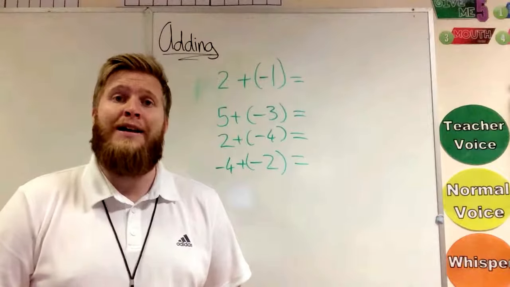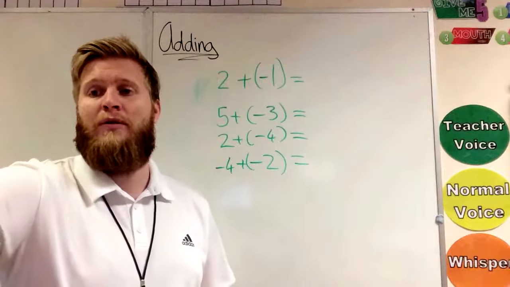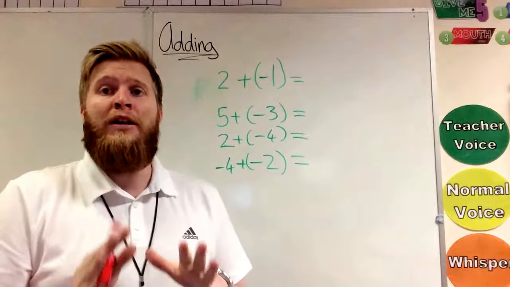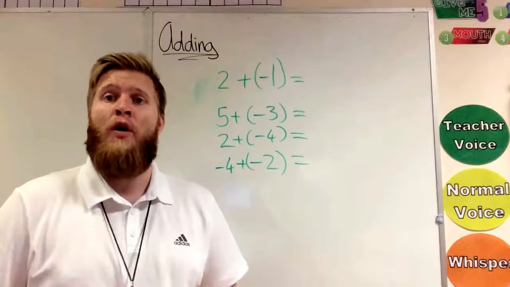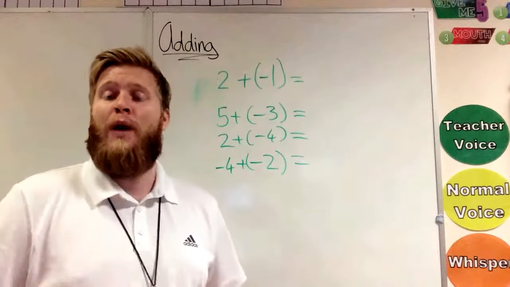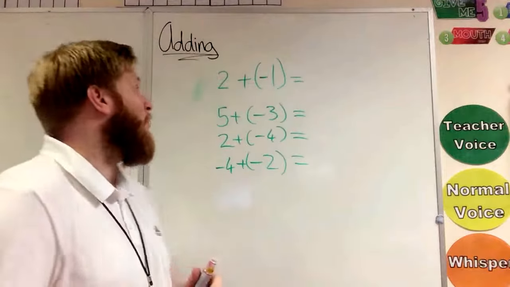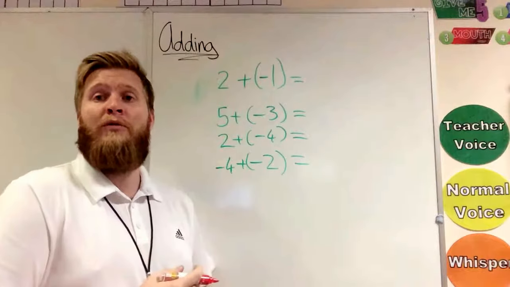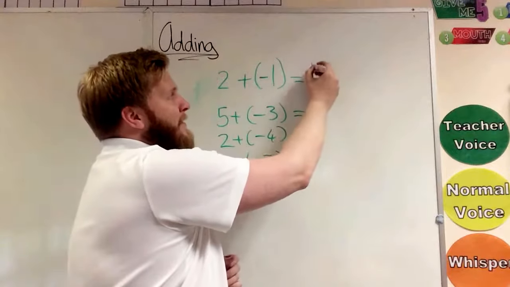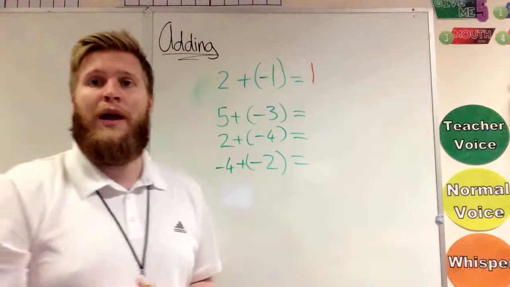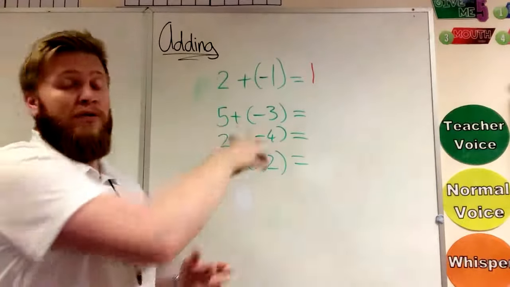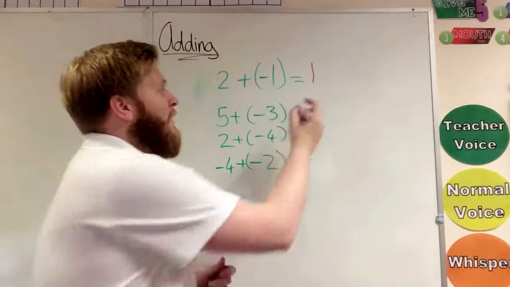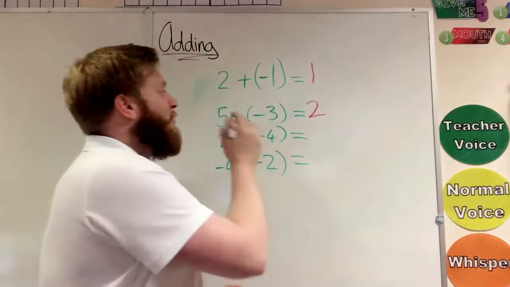Now we're going to look at adding negative numbers. What we need to do is, when we add a negative number, we actually end up taking it away. Let's see how this works. If we've got 2 plus -1, 2 plus 1 would be 3, but we actually take it away, so our answer would be 1. Same with this one here, 5 plus -3. 5 plus 3 would be 8, but 5 plus -3 would be 2, because we would do 5 take away 3.